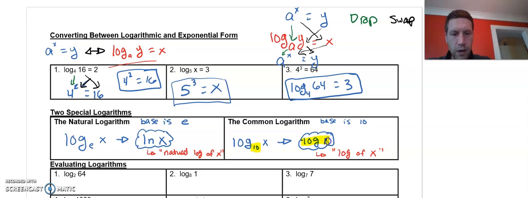So if you ever see log of x with no base, the base is 10. It is the same thing as log base 10 of x. You can change it to say log base 10 of x if you prefer that. That's totally fine. So we would pronounce this as log of x, right? If it just says log x. Second one is our natural logarithm. So that's when you have a base of e, log base e of x. We write it as ln x, and that's a natural log of x, all right?